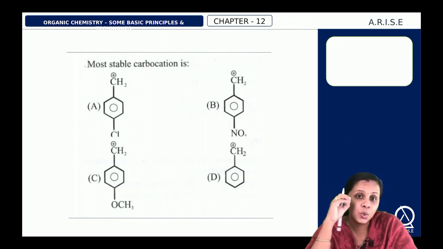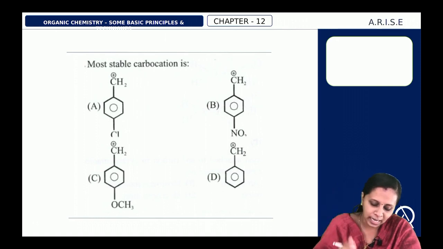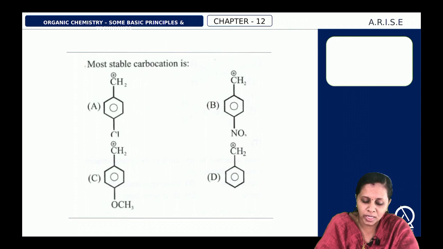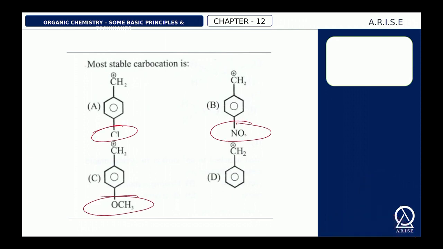Similarly, electron releasing group will increase the electron density and thereby decrease the positive charge. So here we can see that in the first one all the carbocations are similar, only the group differs. One has chlorine, another has NO2, the other has OCH3. Chlorine or NO2 are deactivating groups, whereas OCH3 is the activating group, which gives electrons to the benzene ring, which in turn gives electrons to the CH2 group, right.